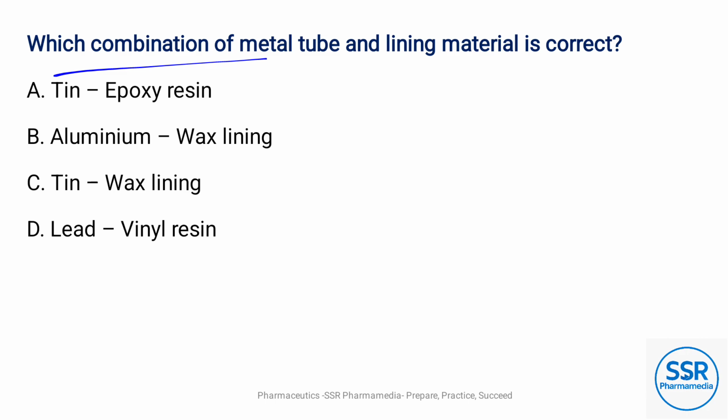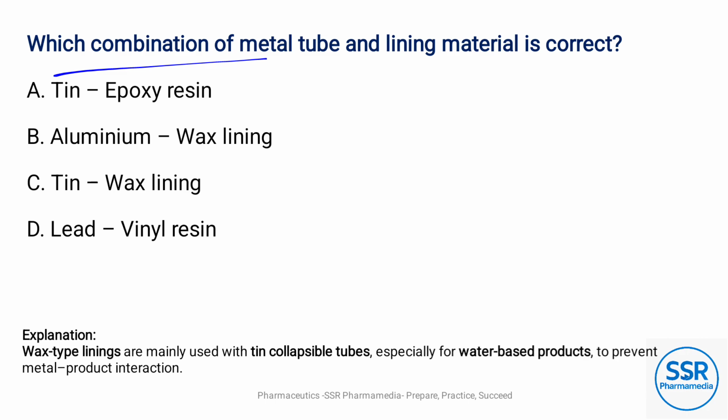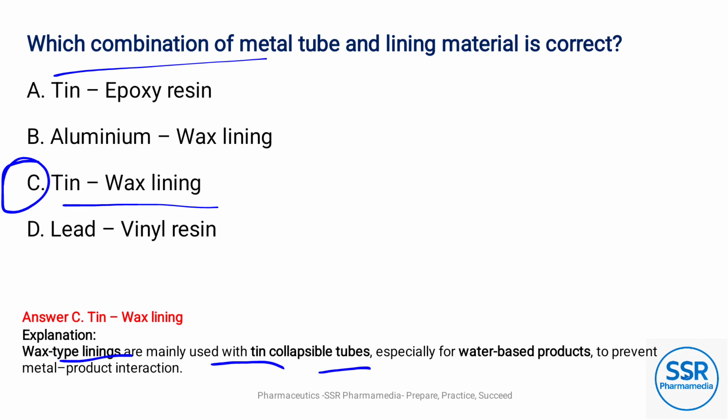Which combination of metal tube and lining material is correct? Option C, tin and wax lining. Wax type linings are mainly used with tin collapsible tubes, especially for water based products, to prevent metal product interaction.